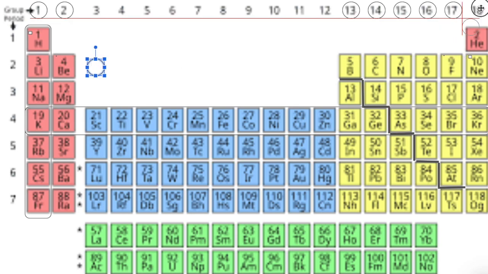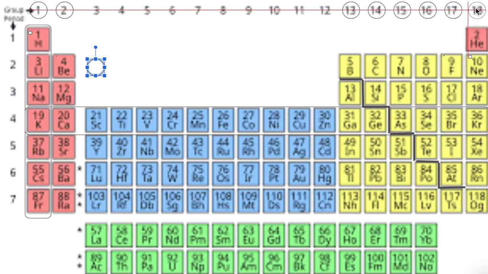Let's finish this up. So, if you're looking for similar properties, again, just look in the groups. And if you're looking for how many shells are in each element, then just look in the row or the periods.